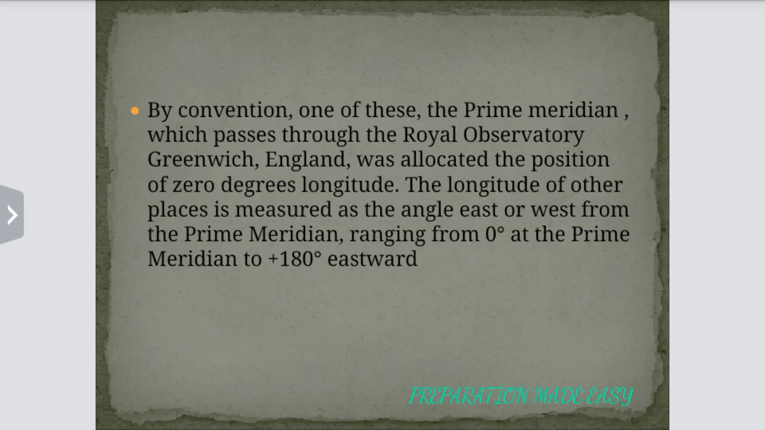By convention, one of these, the prime meridian, which passes through the Royal Observatory in England, was allocated the position of 0 degree longitude. Okay, longitude of other places is measured as an angle of east or west from the prime meridian, ranging from 0 degrees at the prime meridian to 180 degrees towards east and westward.